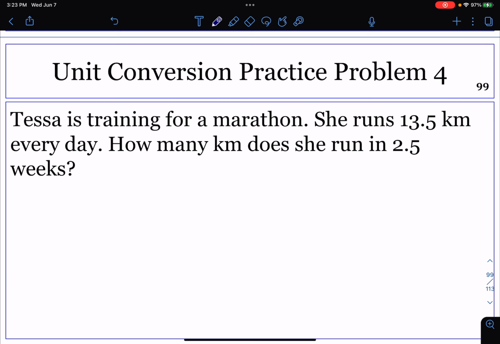Being able to solve word problems like this with unit conversion setup will help you out for later when we do more complicated chemistry problems in chapters 3 and 4. Pause to see if you can set this up using unit conversions.